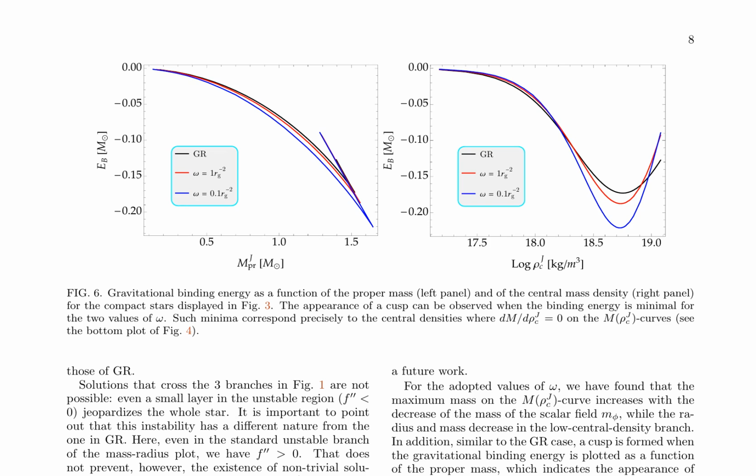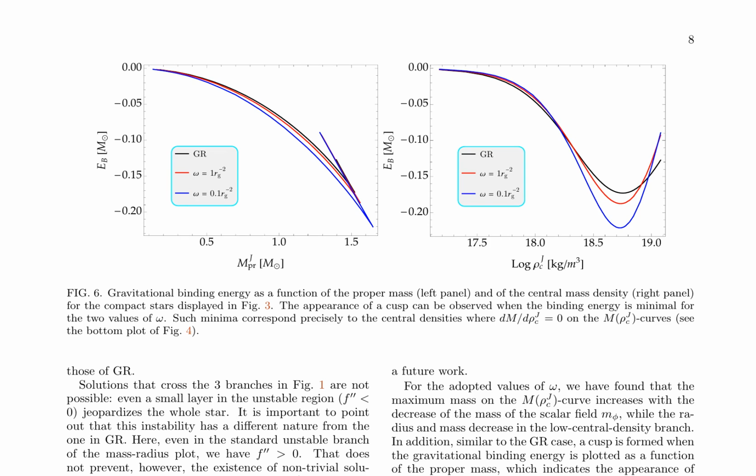The authors note that solutions crossing the three branches in Figure 1 are not feasible, as even a small layer in the unstable region, f less than 0, would jeopardize the entire star. This instability differs from that in general relativity, GR. They also highlight that, even in the standard unstable branch of the mass-radius plot, f greater than 0, which does not prevent the existence of non-trivial solutions belonging solely to the first branch.